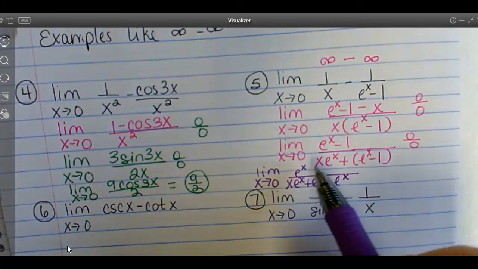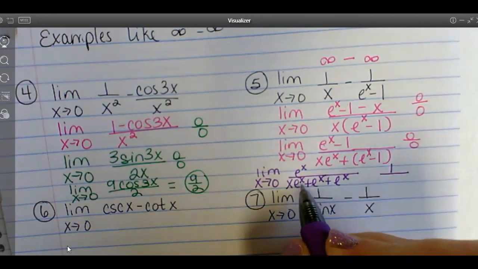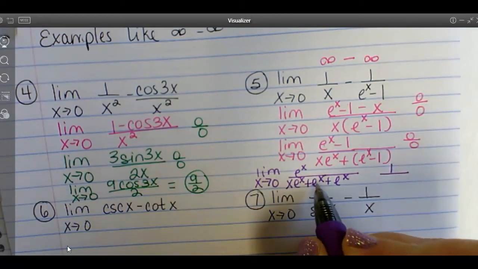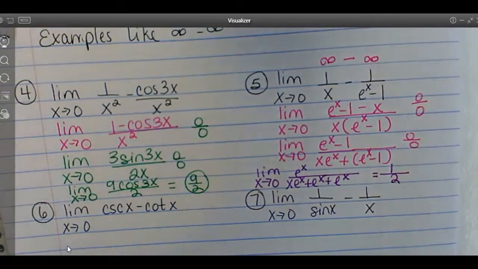Alright, on the top we have 1 now because e to the 0 is 1. This is 1, but times the x would be 0. So then we've got another 1 and another 1, so here we would get 1 half.